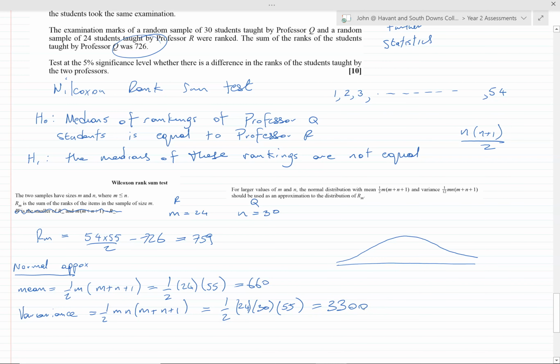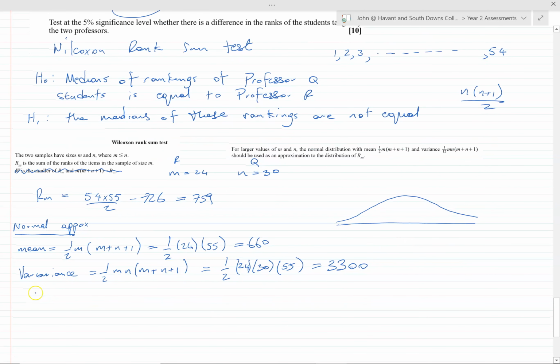Okay, so this R_m distribution is approximately normally distributed with mean 660 and standard deviation square root of 3,300, or variance 3,300. Okay, so that's the approximation we're using.